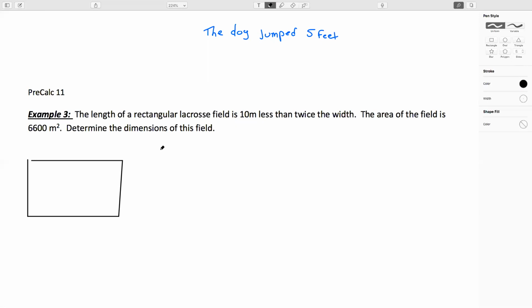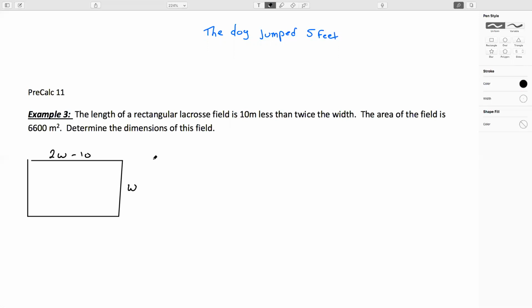It says the length is 10 meters less than twice the width. So I can take the length and I can write it as twice the width minus 10. I can also take the other dimension and I can give it a label. Right now, the only info I know about the width is that it's the width, so we're going to call it W.